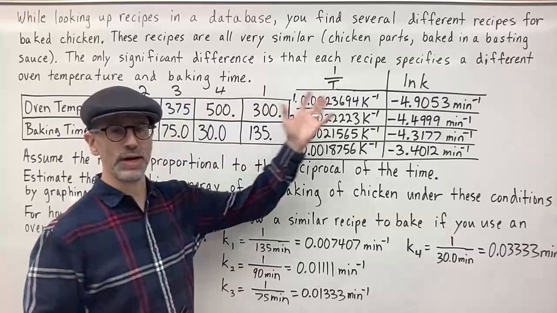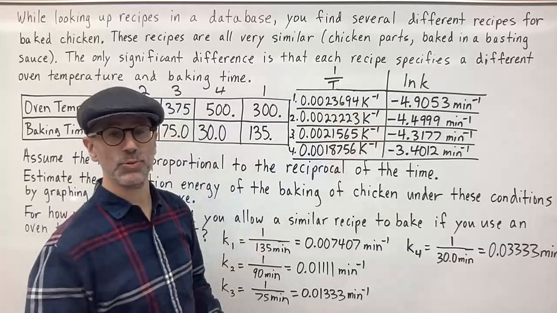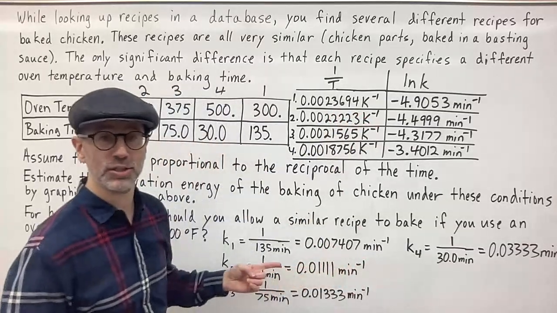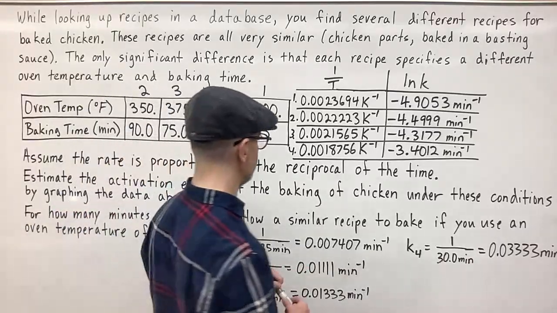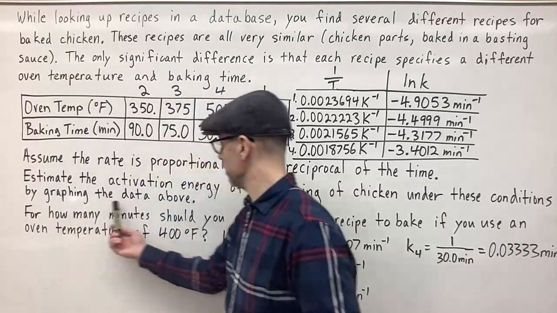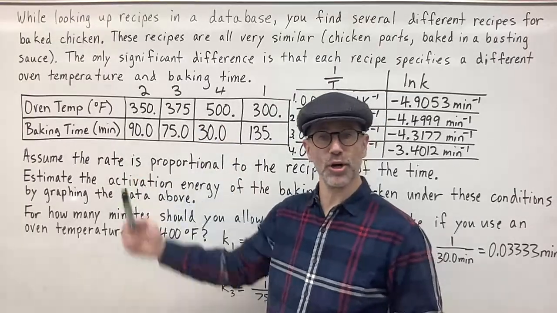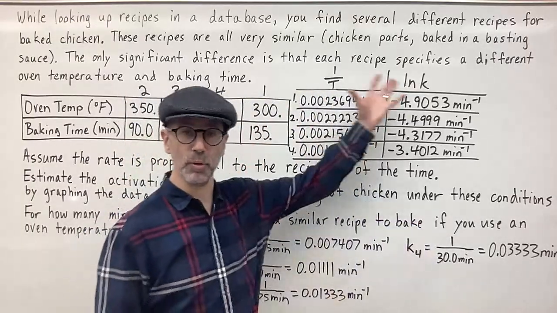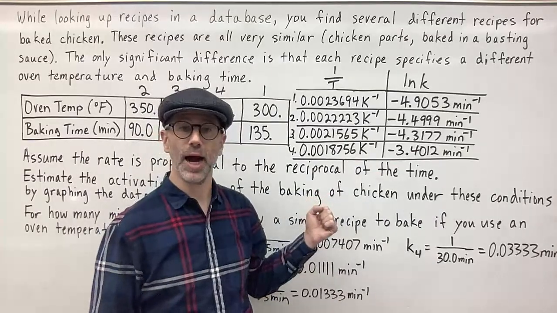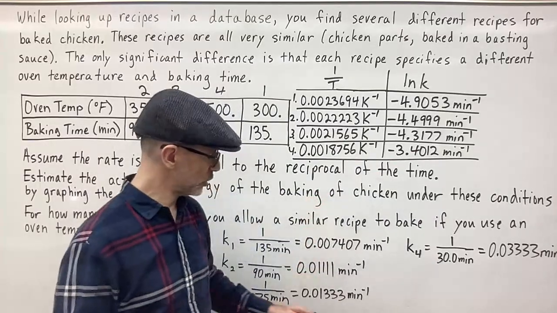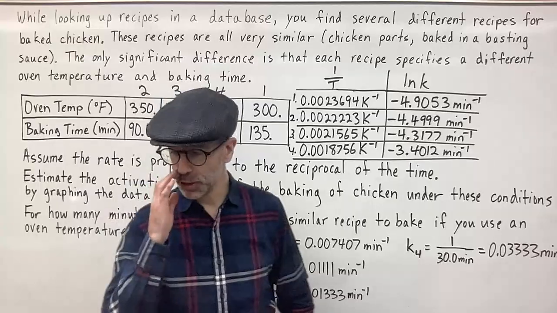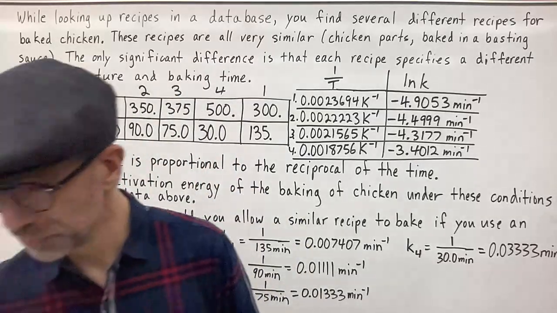All right, so now you've got the data here. It says we need to graph it, by graphing the data above. So we've now converted our data into a graphable form, so we can get our Arrhenius equation. And so I did that. Let me show you what I got here.